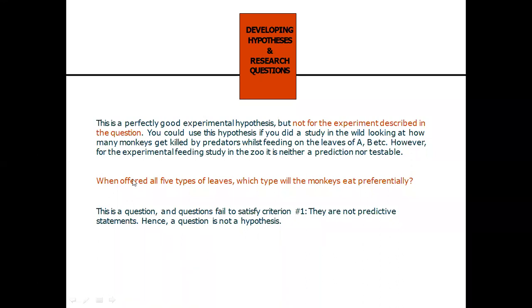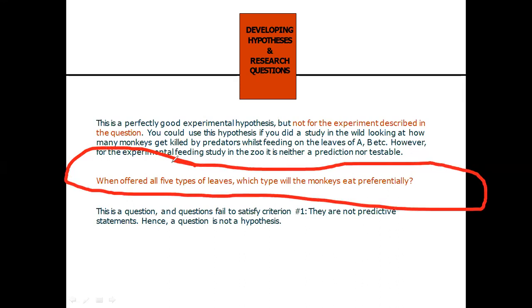When offered all 5 types of leaves, which type will the monkeys eat preferentially? Now here's a hypothesis है. When you look at this hypothesis itself, you'll get that this is a question. And this question fails to satisfy criterion 1 because it is not predicting anything. Is it predicting something? I hope you are getting my point. No, because you cannot see any prediction here. So yeah, this is the question, but it fails criterion number 1. So they are not predictive statements, hence the question is not a hypothesis.